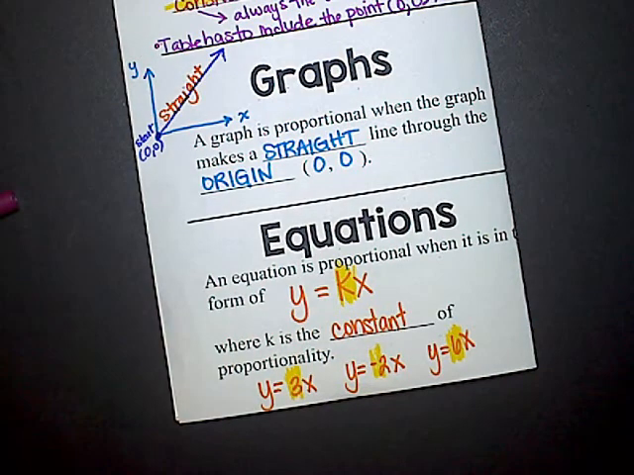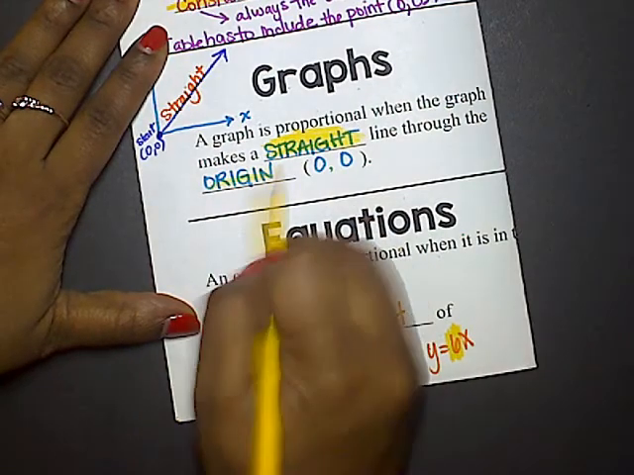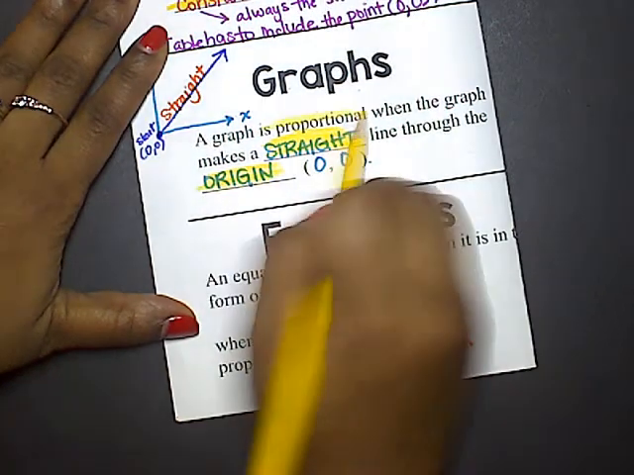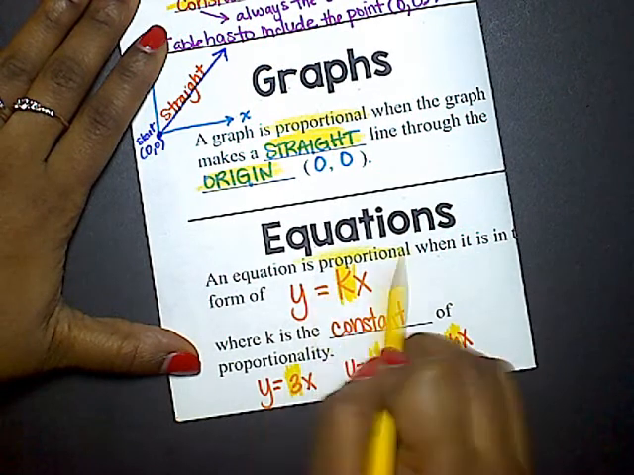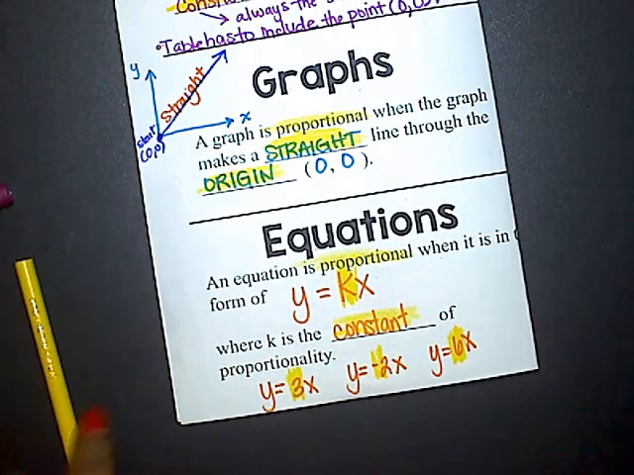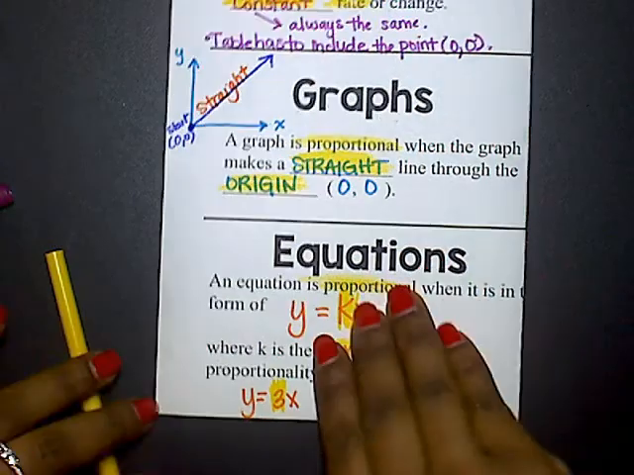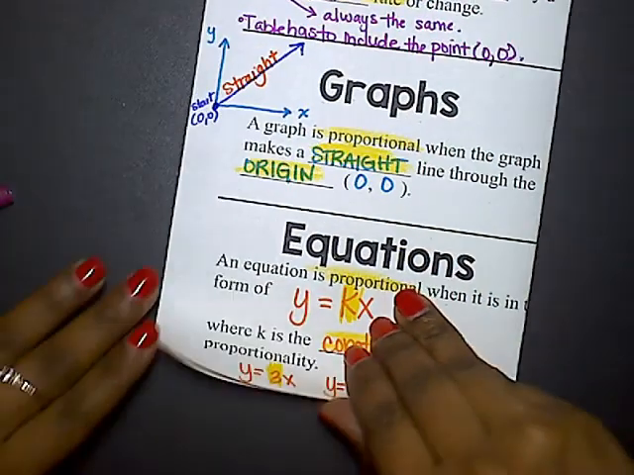Okay? And the important words we needed here were straight, origin, of course, proportional, again, constant. Okay. So again, these are our important words we want to make sure we are remembering and getting down. So now we're going to open it up. We're going to work on the inside.